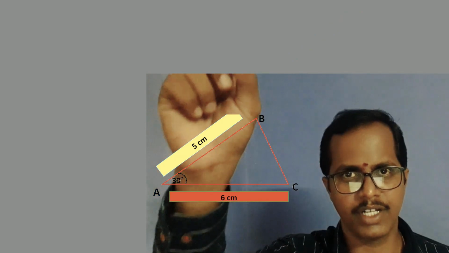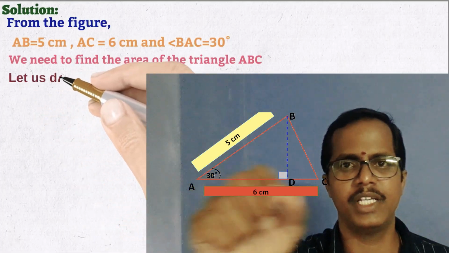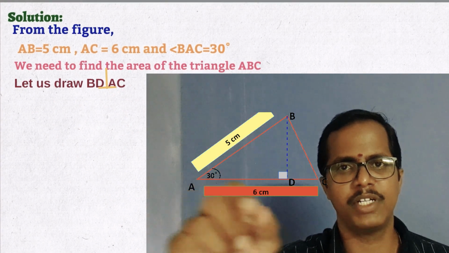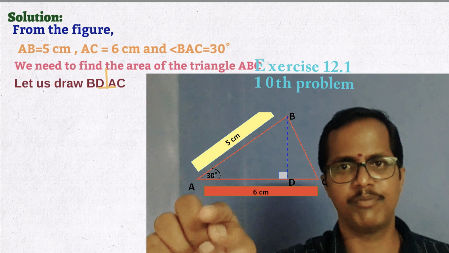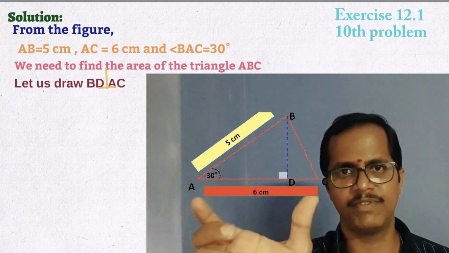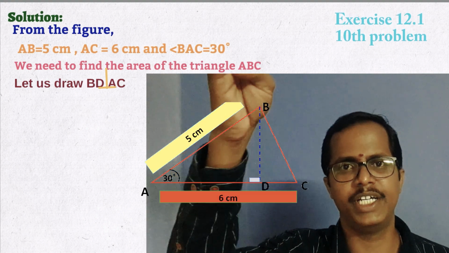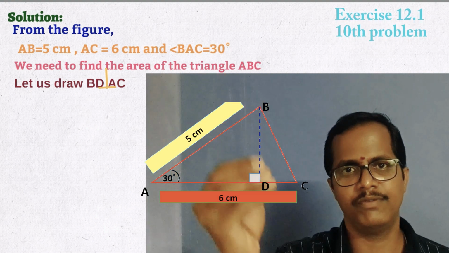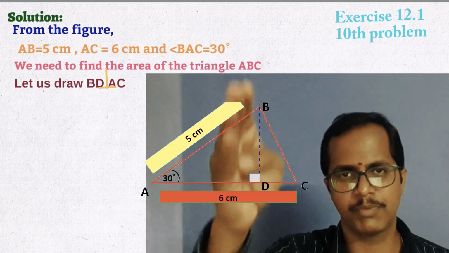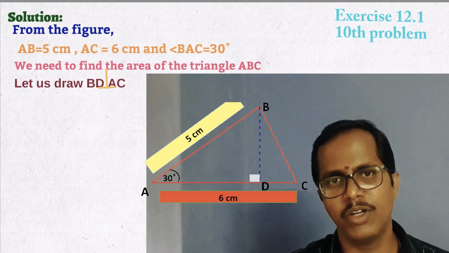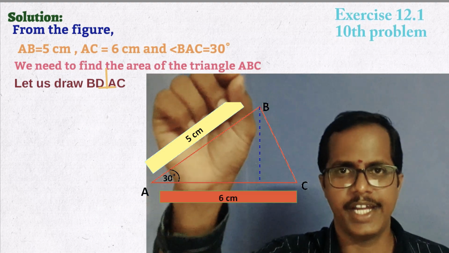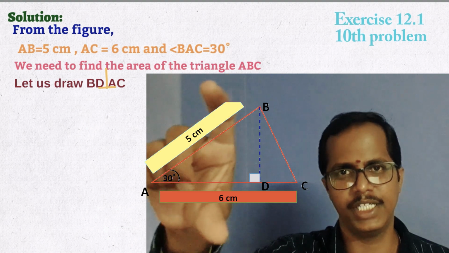So let us draw a perpendicular line from point B to the base AC and represent the point where the perpendicular meets AC as D. Now BD is the perpendicular to AC, and here we have the base of the triangle. For this base, BD is the perpendicular, and we don't know the length of this BD. We need to find the length of this perpendicular line. Then only we can get the area of the triangle. So let us first find the height of the triangle, that is BD.